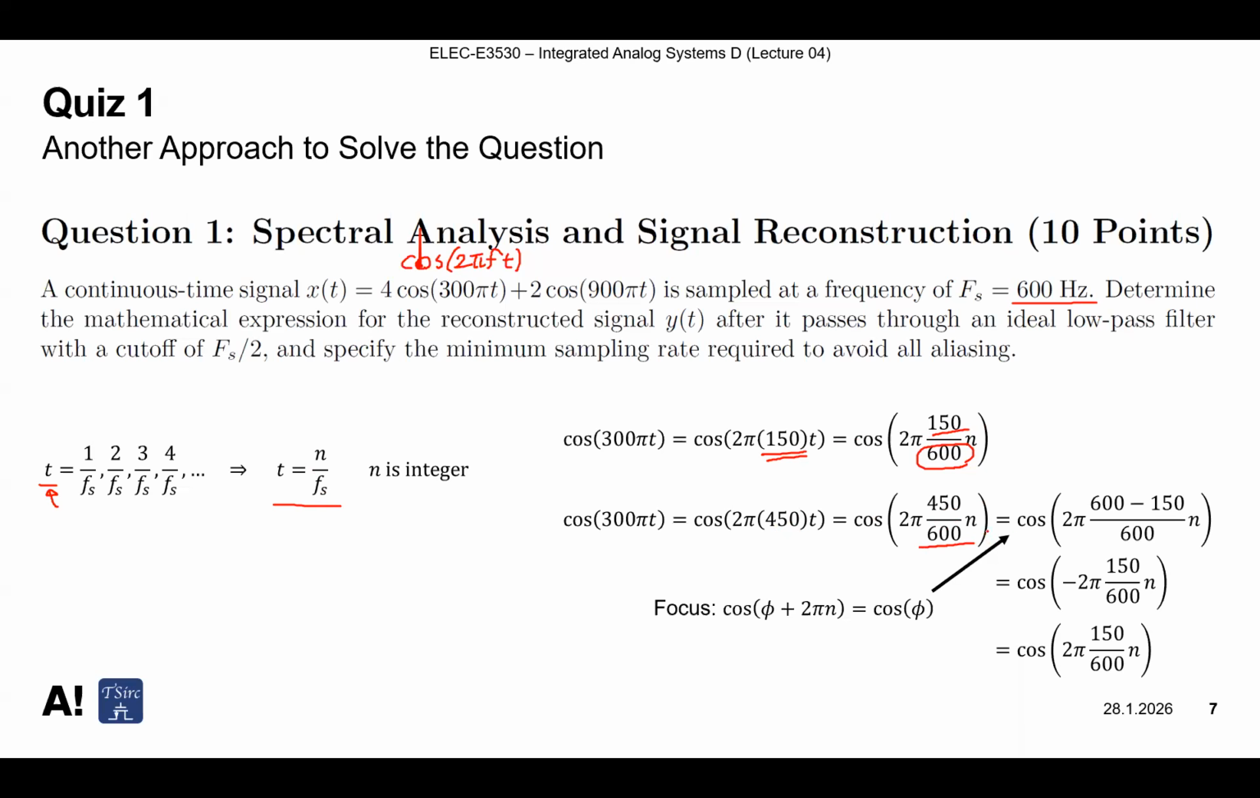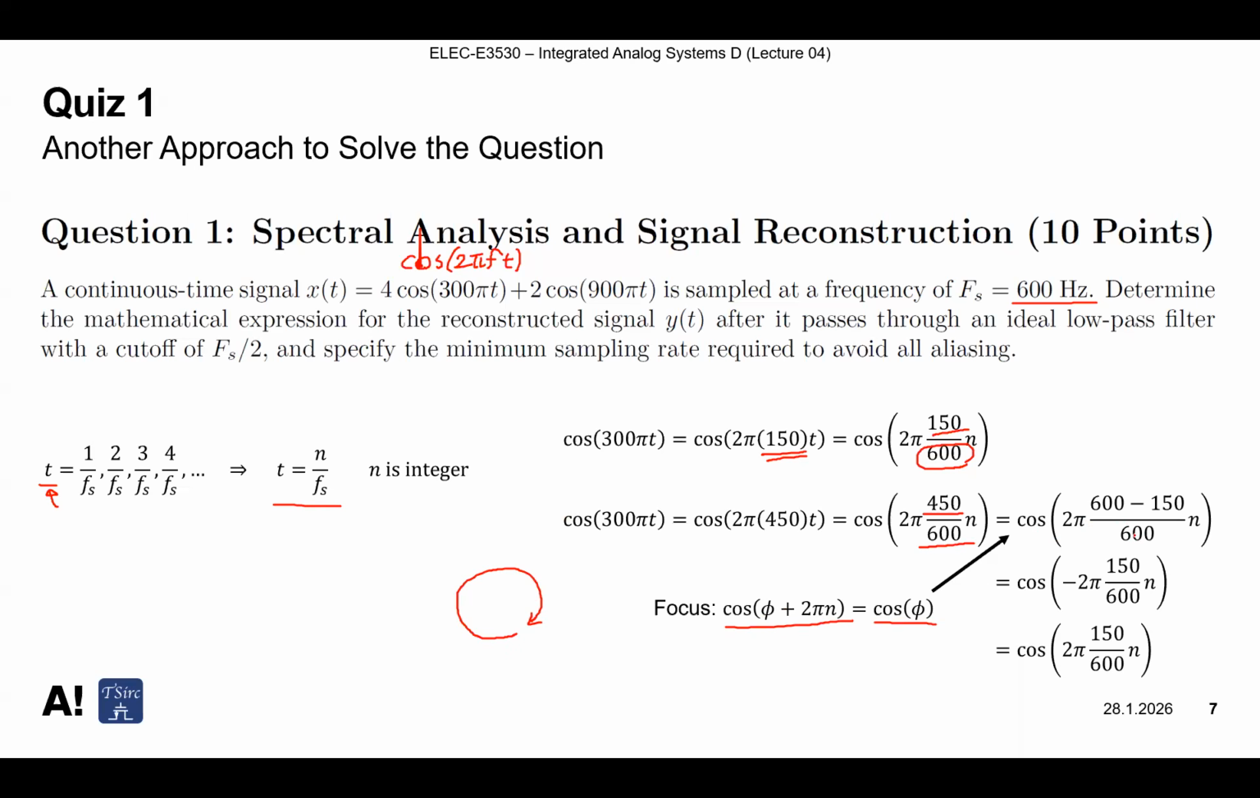So we can further process this equation by plugging in 450 equal to 600 minus 150. This is because we are focusing on this factor. For the phase, with multiples of integer times 2 pi, that goes to the exact one rotation, right? 360 degrees. Then it goes to the same value, cosine phi.